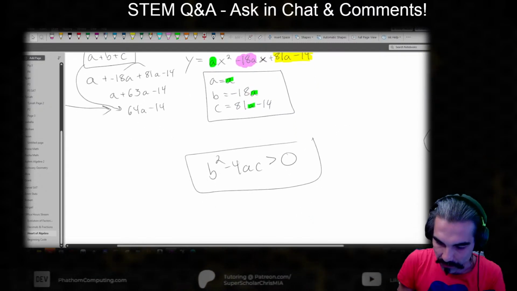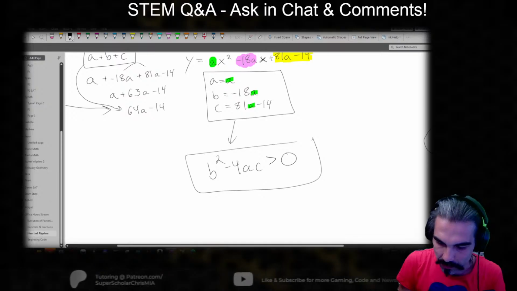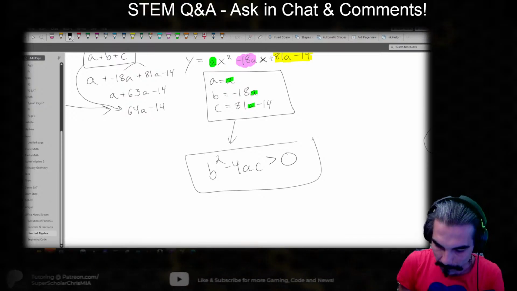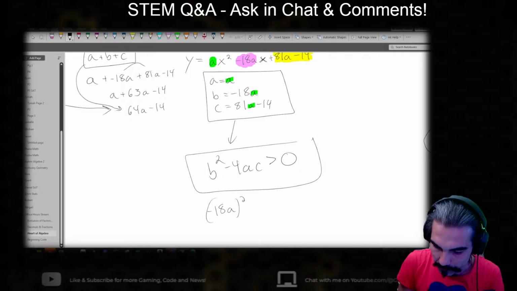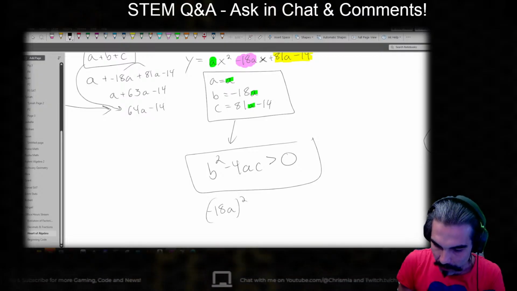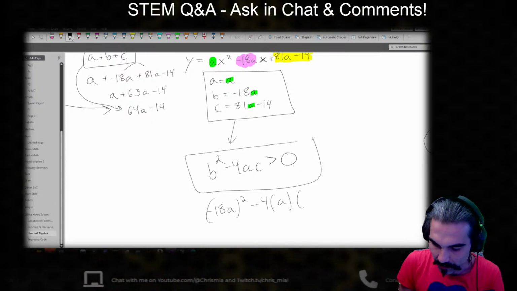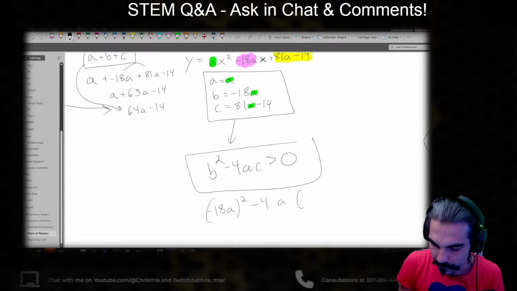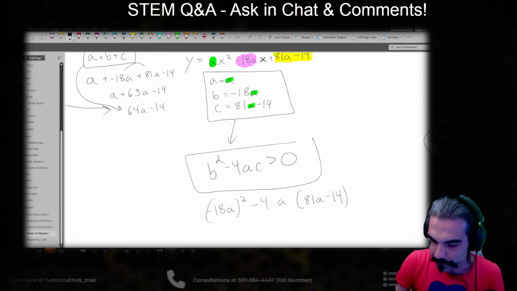Now, we can also simplify this with what we have, plugging in some of our variables from above. Negative 18 a squared minus 4a, and that's just 4a, so whatever. And then 81a minus 14.